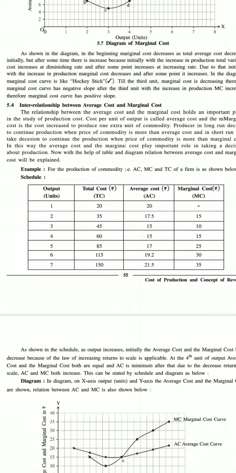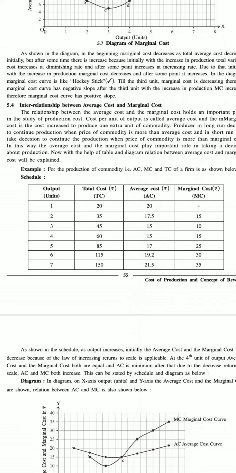Both the average cost and the marginal cost have an important role while deciding the price of a commodity. In the short run and in the long run, the producers decide to continue the production when the price of a commodity is more than the average cost. And in the short run, they take decisions regarding whether the production should be continued or increased when the price of a commodity is more than the marginal cost.